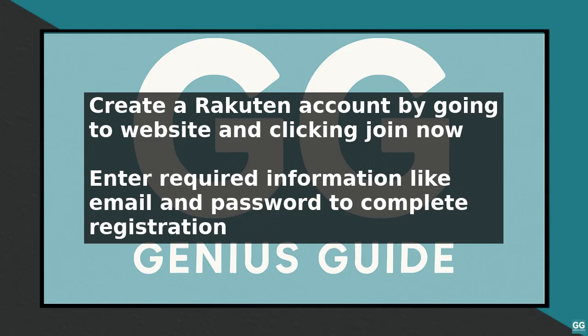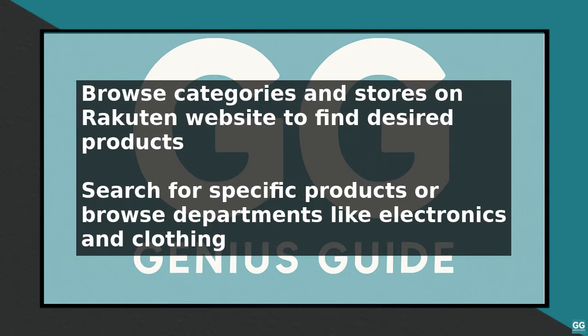Once you have created your account, log in to the Rakuten website and browse through the various categories and stores available. You can search for specific products or browse through the different departments, such as electronics, clothing, or home goods. When you find a product you like, click on it to go to the product page.